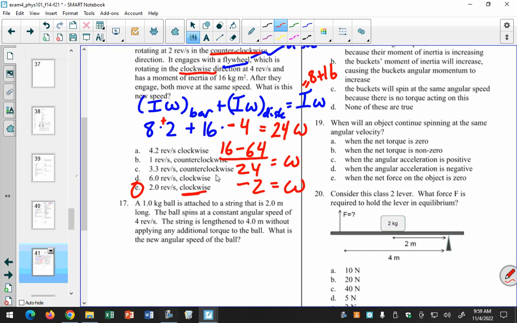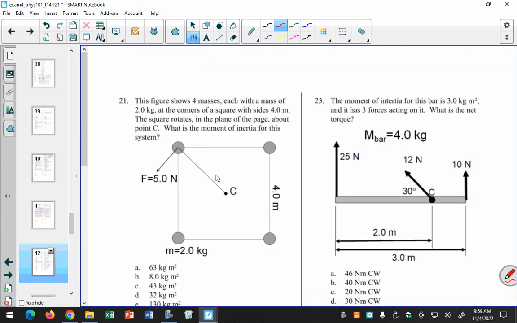Other questions, y'all? Go through. You will have a torque problem, so let's do one of those.